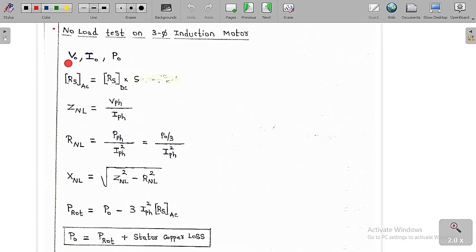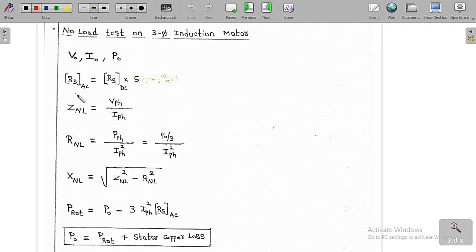V0 is the rated no load voltage that we have to give, I0 is the no load input current we are going to get, and P0 is the power input to the three-phase induction motor at the no load condition. This much power is consumed by the motor at no load, and the current drawn is I0 at the rated no load voltage V0.